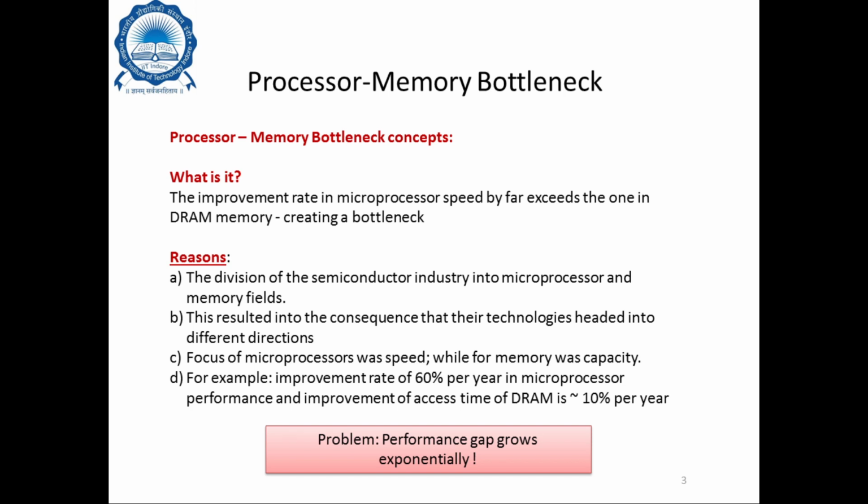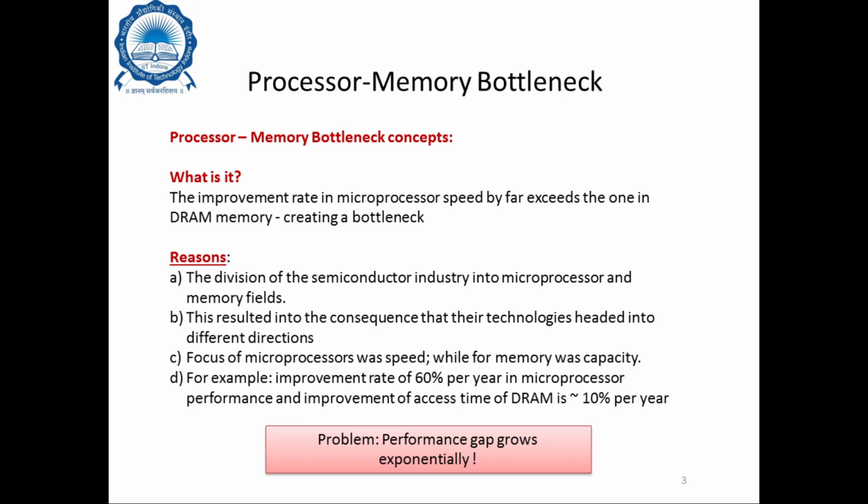Let's see a small example. If the improvement rate is 60% per year in case of microprocessor performance, and the improvement of access time for DRAMs is 10% per year, you can imagine how the performance gap will grow exponentially. One is heading in terms of improving performance, the other in terms of improving capacity or reducing the access time.